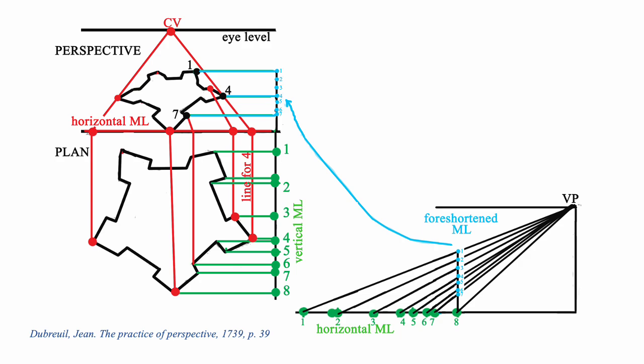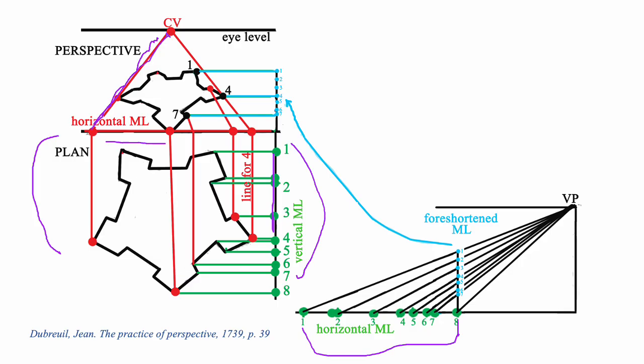In this case again, we start in the plan view and we find the traces on the x-axis and the traces on the y-axis for this particular shape. Now for the x-axis, this time the points converge toward the center of vision. For the y-axis, we take this vertical measuring line and put it down here as a horizontal measuring line, have all those points converge toward this vanishing point.